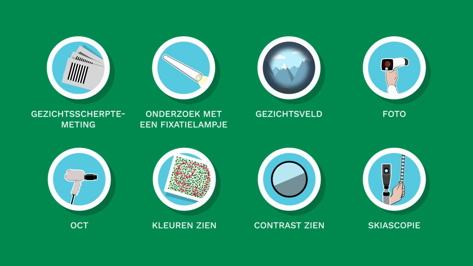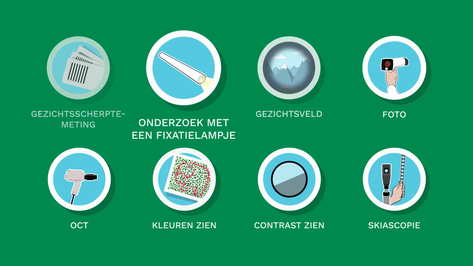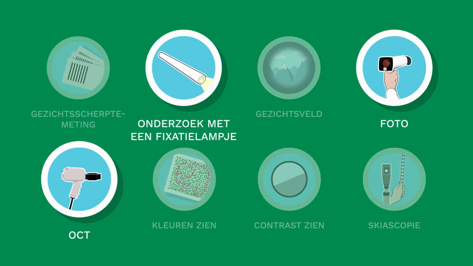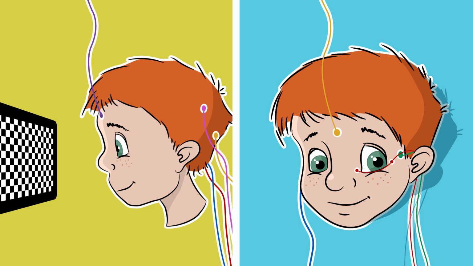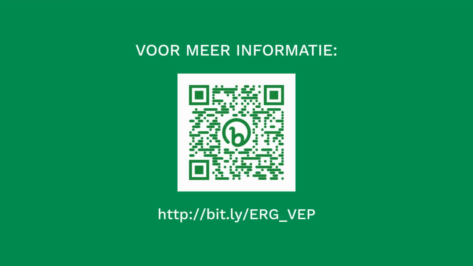When you estimate that some parts of the examination are exciting for your child, you can play the examinations at home in advance. Additional examinations, such as a VEP or ERG, may be necessary. If that is the case, you will have been notified. More information can be found on the Bartimeus website.